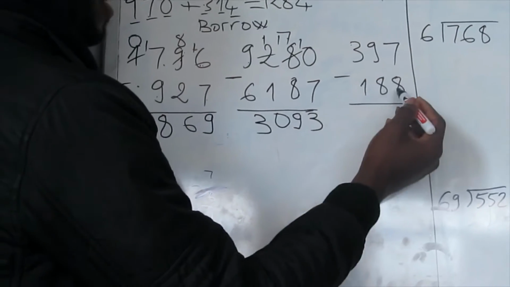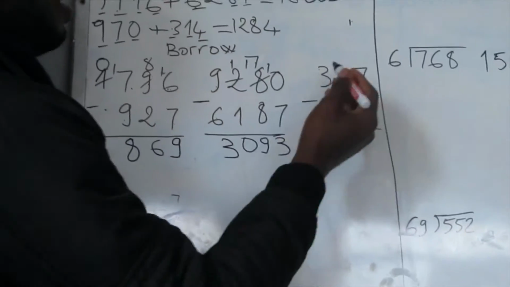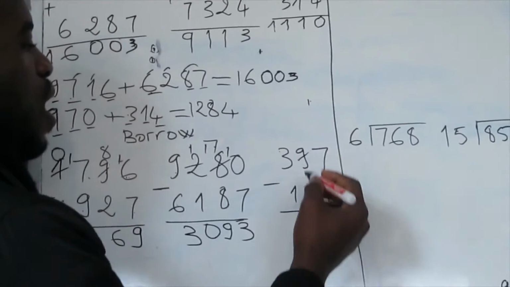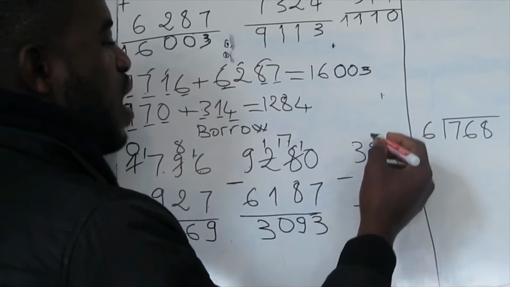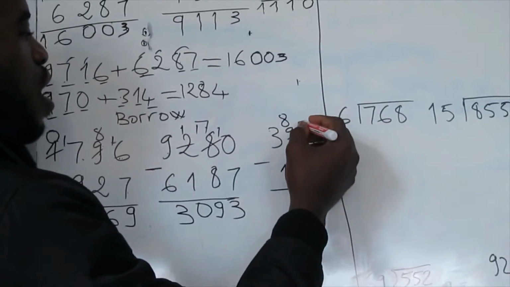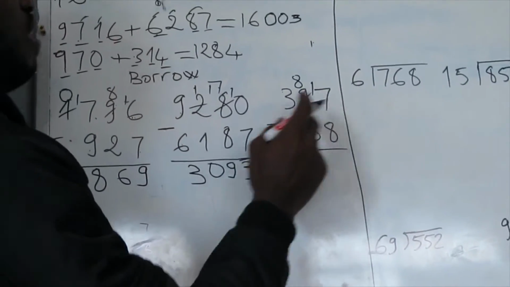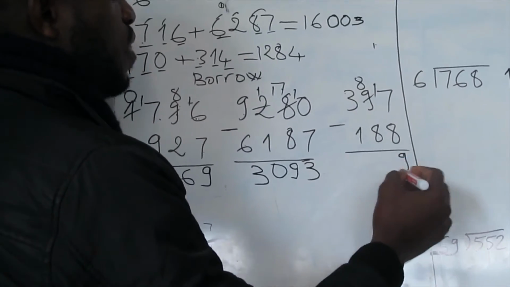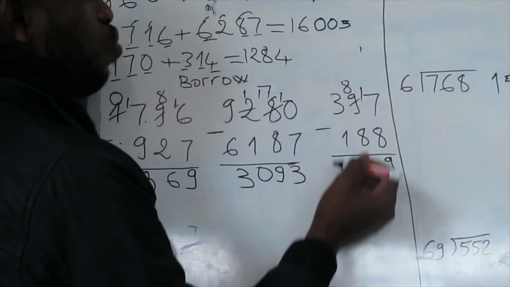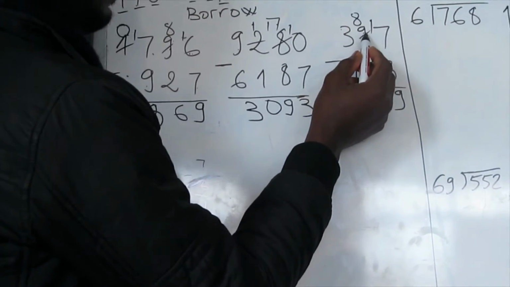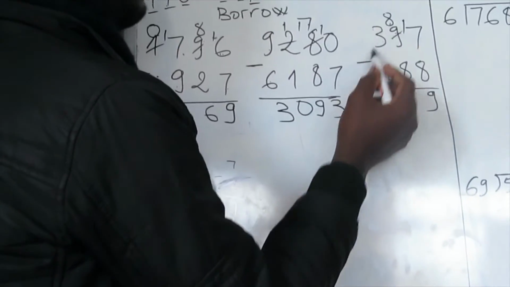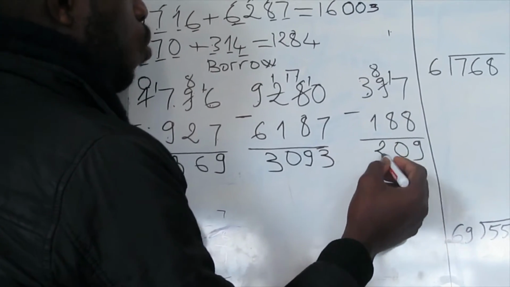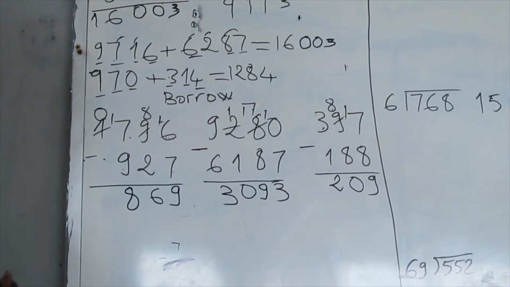7 minus 8 is the same thing; we cannot, because 7 is less than 8. We do what? We must borrow. We borrow from this neighbor. As here it's 9, you are left with 8, and we put that 1 there. 17 minus 8. How much is 17 minus 8? Equal to 9. Then we go to the next one. We don't have that 9 here anymore. It's 8. 8 minus 8 equal to 0. 3 minus 1 equal to 2.